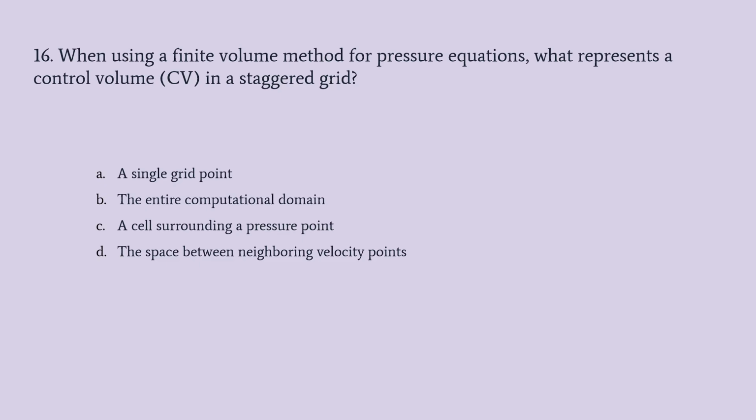When using finite volume method for pressure equation, what represents a control volume in centered grid? So the question is what represents a control volume in a finite volume method for pressure equations? Option A, single grid point. Option B, the entire computational domain. Option C, a cell surrounding a pressure point. Option D, the space between neighboring velocity points.